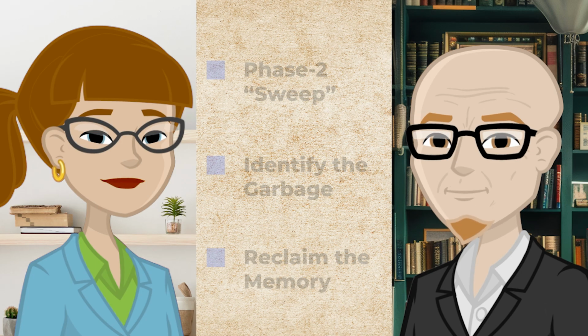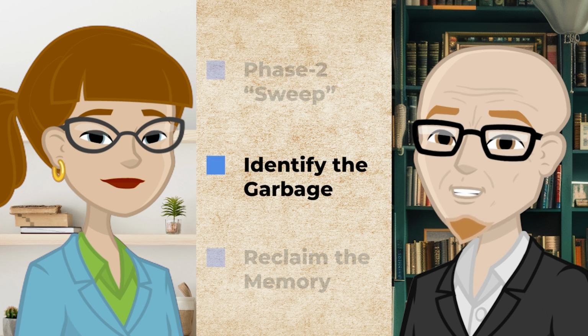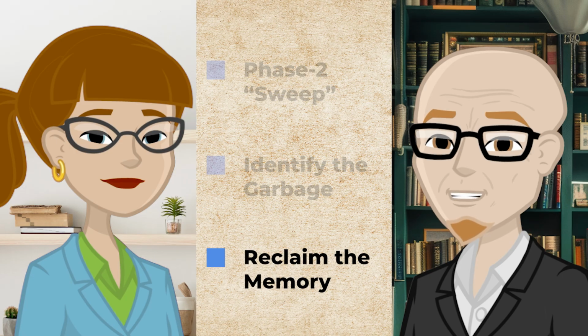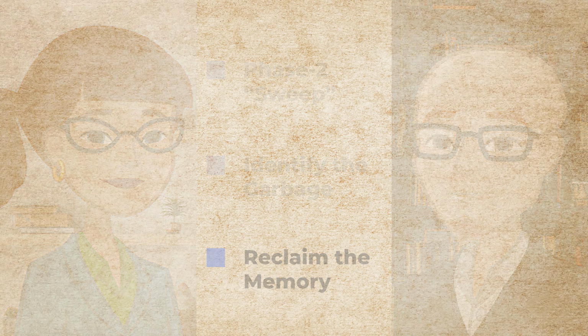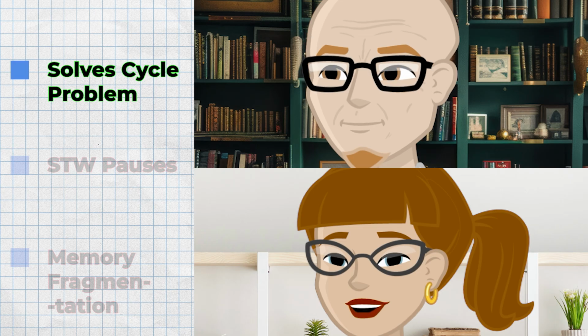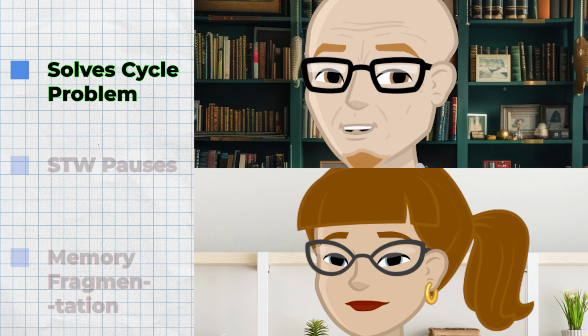Once marking is done, phase 2, sweep. The collector then scans the entire heap linearly. Any object it finds that wasn't marked, that's the garbage. Its memory gets reclaimed, usually added back to a free list for future allocations. So it sweeps up anything not marked alive. Does this solve the cycle problem? It does. Because if that A-B island isn't reachable from a root, neither A nor B will get marked. So the sweep phase cleans them up.